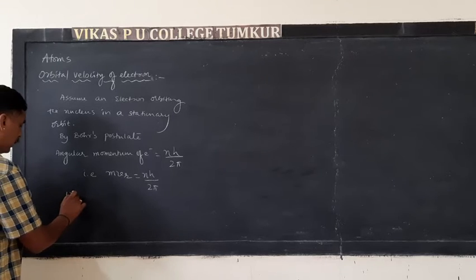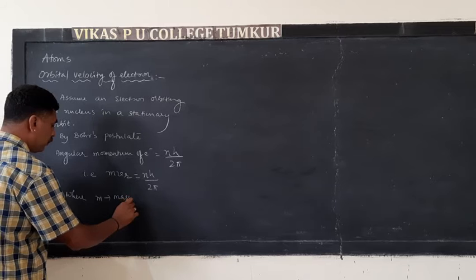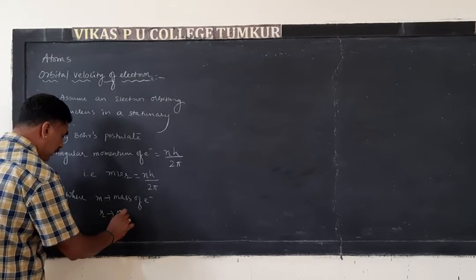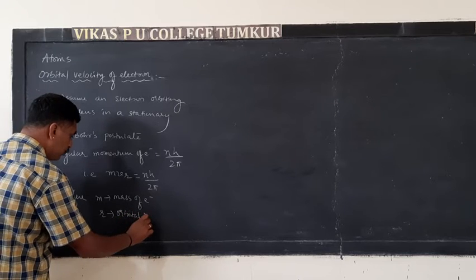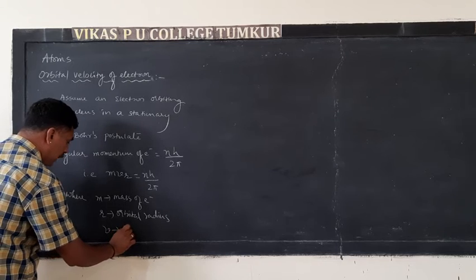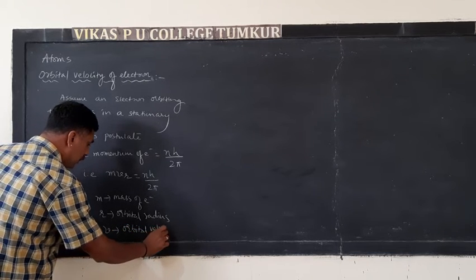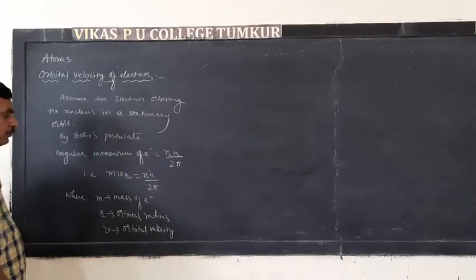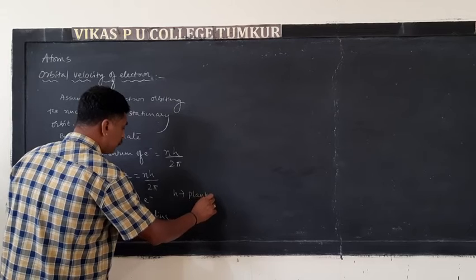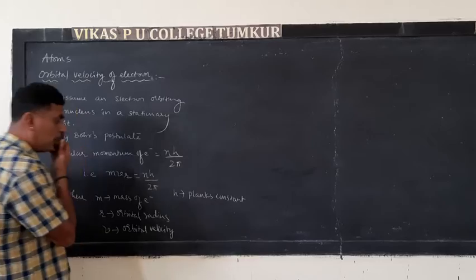where m stands for the mass of electron, r stands for orbital radius, v stands for orbital velocity of electron, h stands for Planck's constant. This is what we know already.